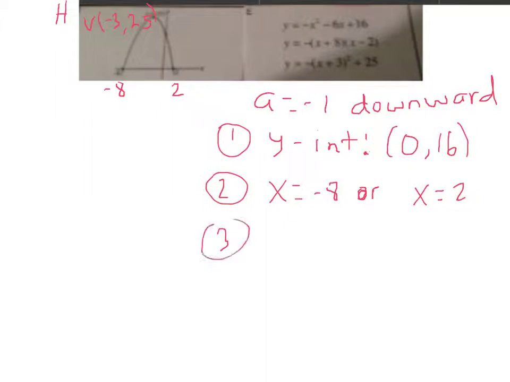And then in the third equation, students should be able to identify the vertex as (h, k). So the vertex is going to be at (-3, 25). So these set of equations do match this graph correctly.